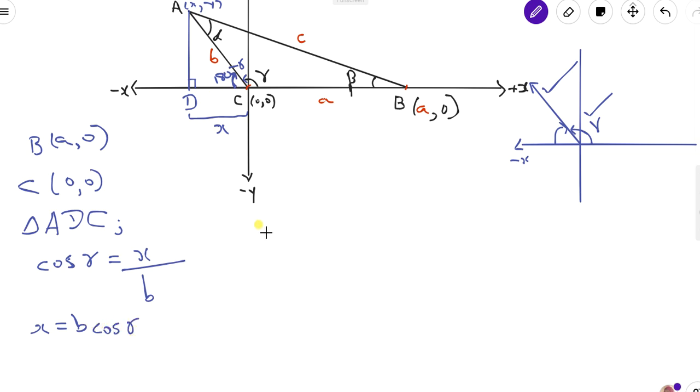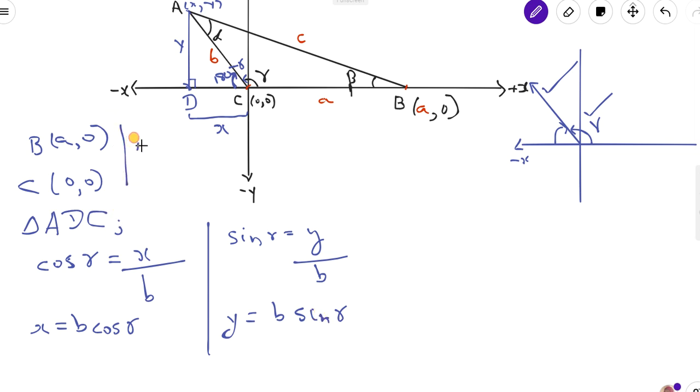In the same way, you talk about your y coordinate. This is the y, the length from D to A. This length is your y. So sine of gamma is equal to the opposite side, which is your y, upon your hypotenuse. So we come to know that the y coordinate of your point A or vertex A is b sine gamma. Okay, so we come to know that the coordinates of your vertex A are b cos gamma and b sine gamma.